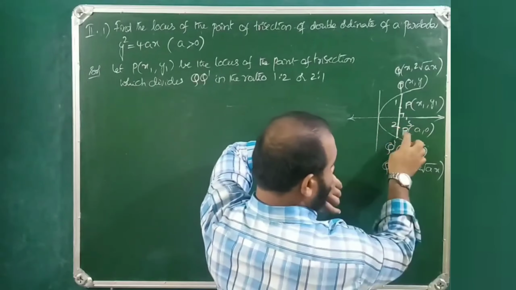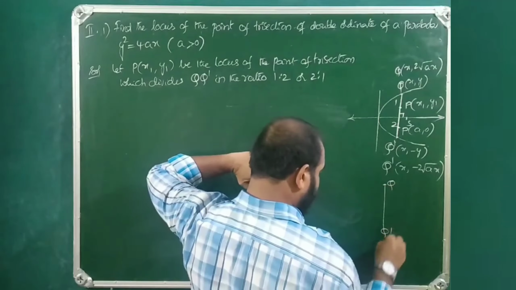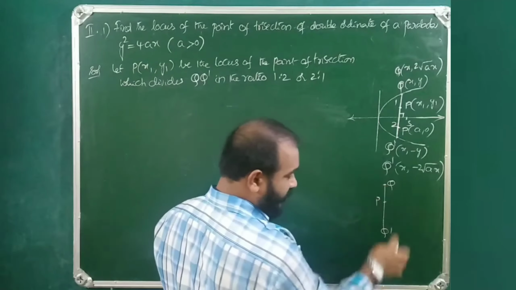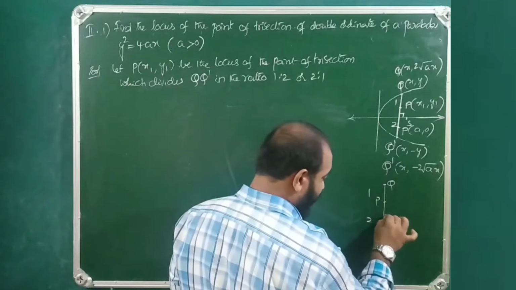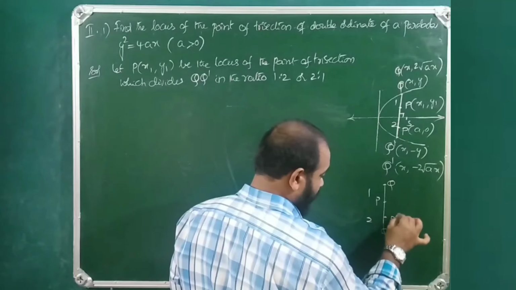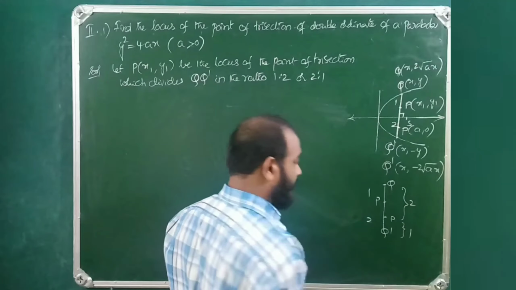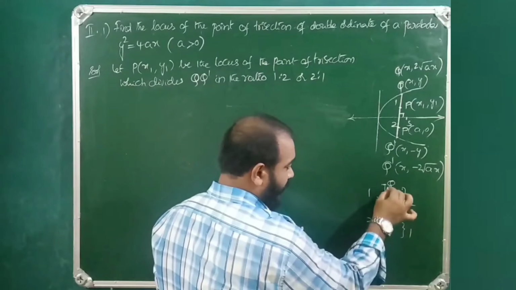So the same point can be taken here also. In that case, this is Q dash, this is P. This P divides Q dash in the ratio 1:2. Otherwise, P may be here also. In that case, this is 2:1. So here P divides QP.